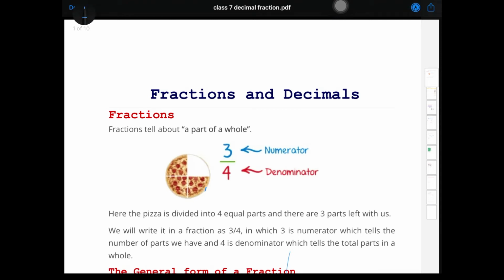I'll discuss the next chapter with you, that is fractions and decimals. Now, fractions tell the part of a whole. Here I've taken an example.